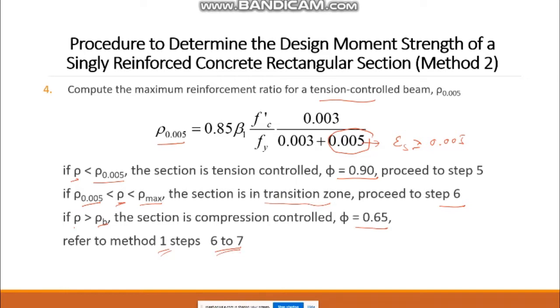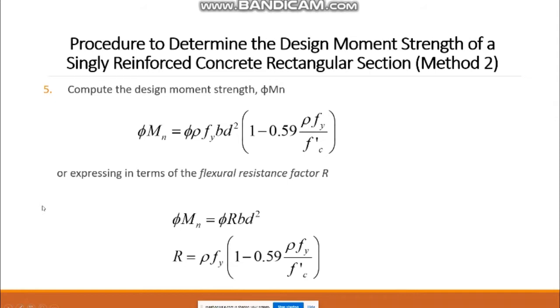Method 2 is okay if it is tension controlled. Next step, calculate the design moment strength. The moment strength is obtained using this formula, where the reduction factor is equivalent to 0.9 for tension control.